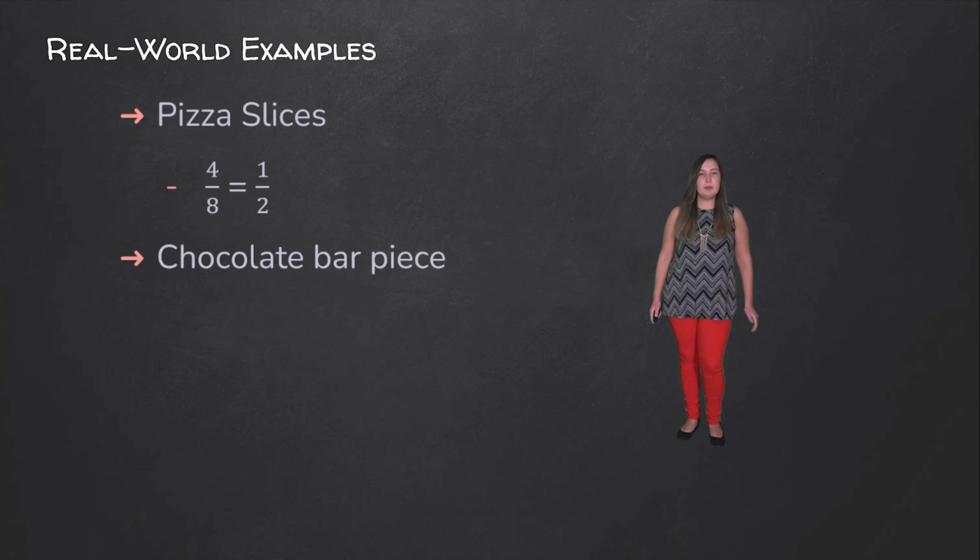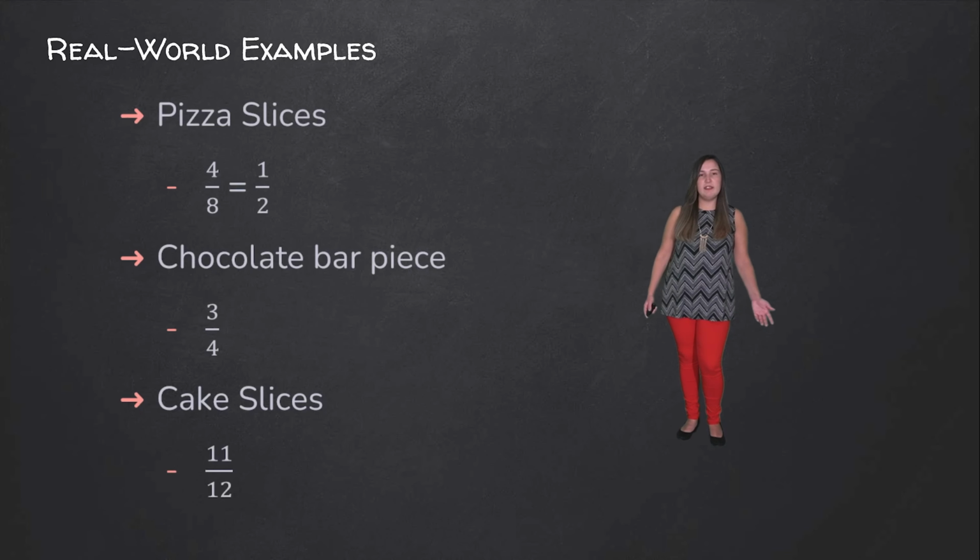Another example would be a chocolate bar piece. So we could have 3 out of 4 pieces. And then finally, another example would be a cake slice piece. And so we could have 11 out of 12 pieces. And that's how we would represent the part out of the whole. And that's it.